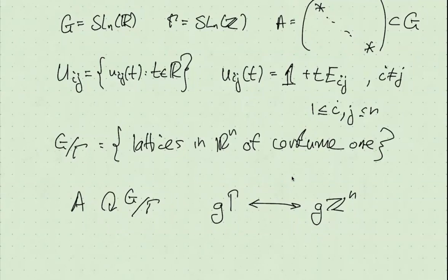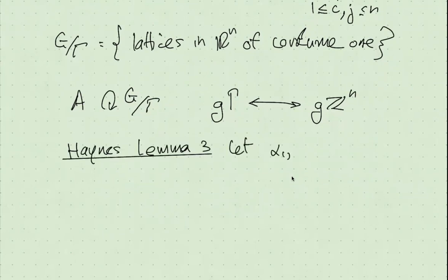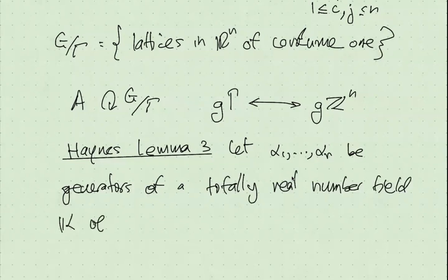Okay, so this is the situation. And then Haynes' Lemma three, what Haynes said in his preprint, is the following statement. Let alpha_1, ..., alpha_n be generators of a totally real number field K of degree n. Haynes said this in dimension three. I'll say this slightly more general thing, and then I'll go back to dimension three in a second.